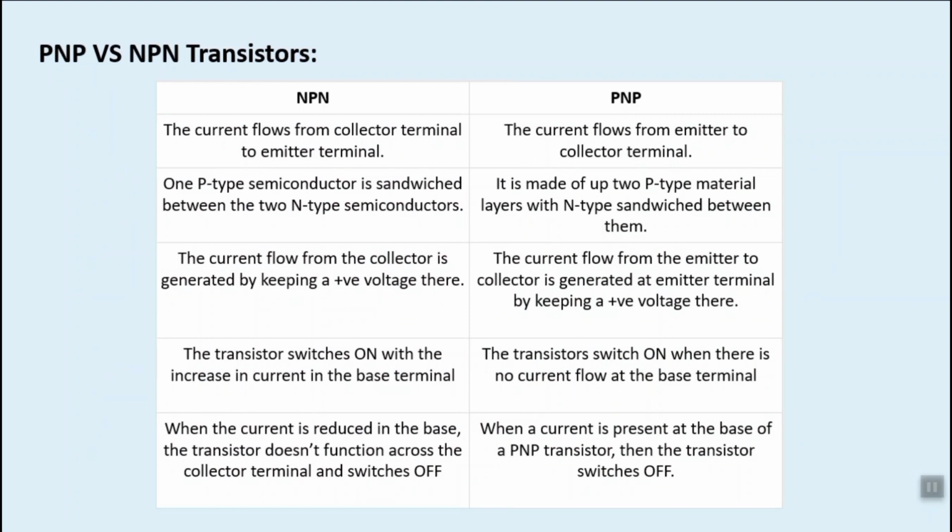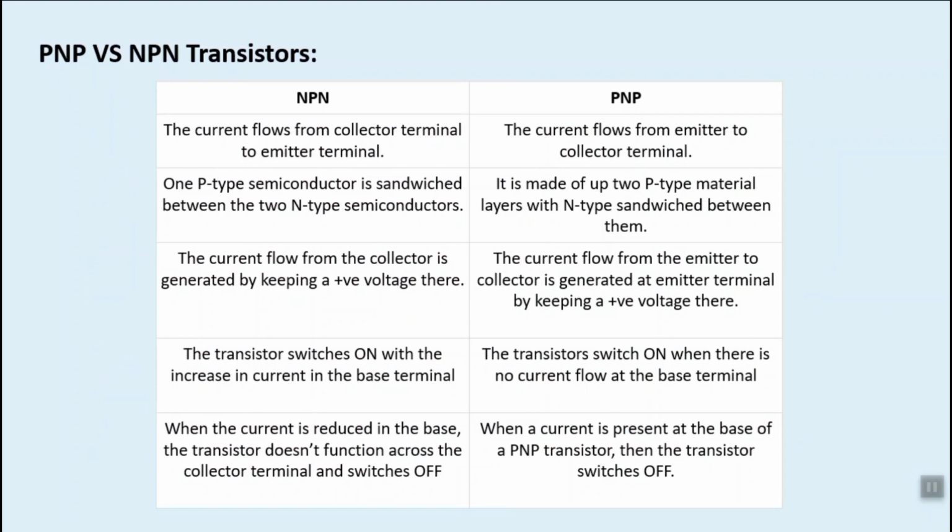In NPN-type transistor, the current flow from the collector is generated by keeping a positive voltage there, while in PNP transistor, the current flow from the emitter to collector is generated at emitter terminal by keeping a positive voltage there. In NPN transistor, the transistor switches on with the increase in current in the base terminal, while in PNP-type transistor, the transistor switches on when there is no current flowing at the base terminal.